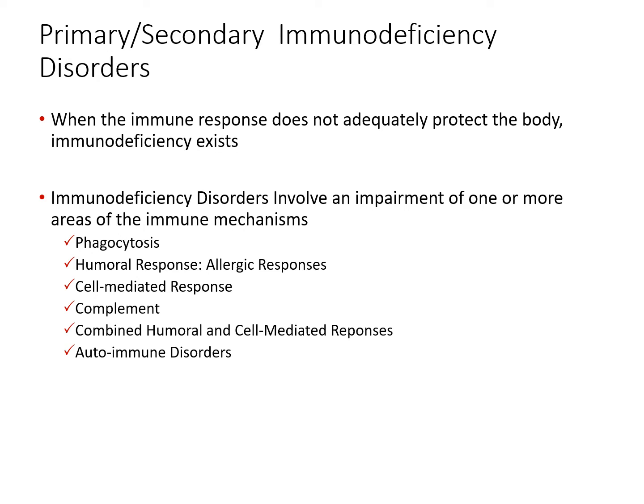So when it comes to immunodeficiency disorders, there's usually an impairment of one or more areas of the immune mechanisms, and there are so many different types of immune mechanisms. So you've been given an example of all of those here. In particular, we highlighted phagocytosis when we were talking about the immune system. We talked about the humoral response. We talked about the cell-mediated response. Those were the ones that we highlighted. But here you've been given other different types as well. All right, so just know that these are also here.